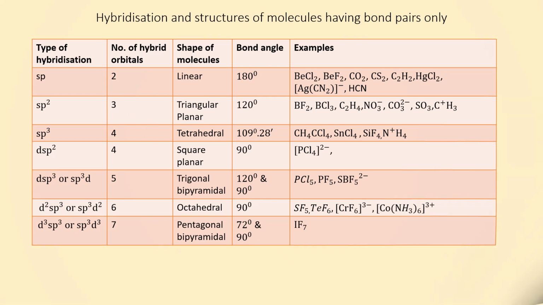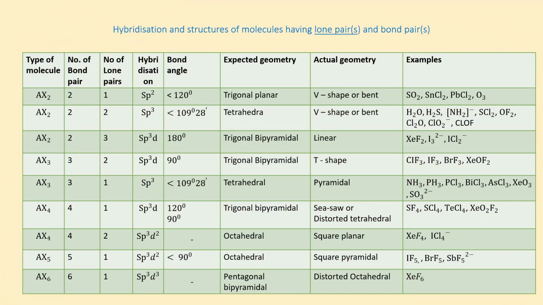Next, we will consider the examples of hybridization and structures of molecules having lone pairs. Lone pairs may be 1, 2, etc., as well as bond pairs. The details are given on the screen. Please pause this video and note down all the details.